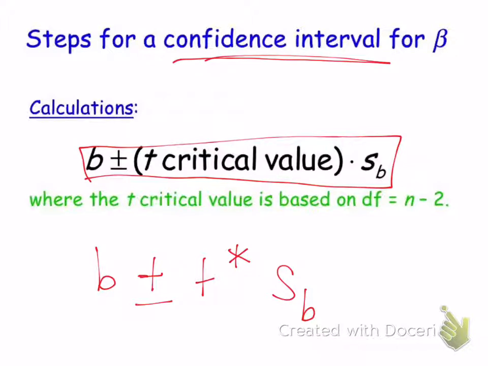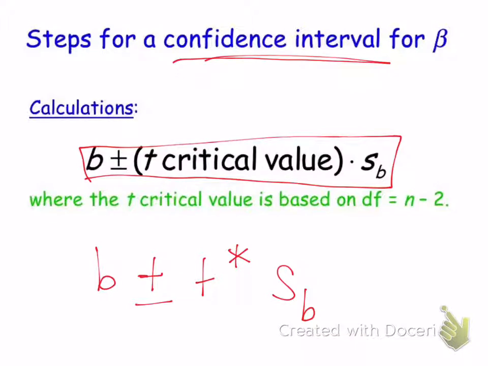This formula is not on the formula chart, unfortunately, so you do have to memorize it. It's not even in words on the formula chart. On the back of the formula chart it has point estimate plus or minus. So my point estimate is B, T star is my critical value, and then it's the standard deviation.